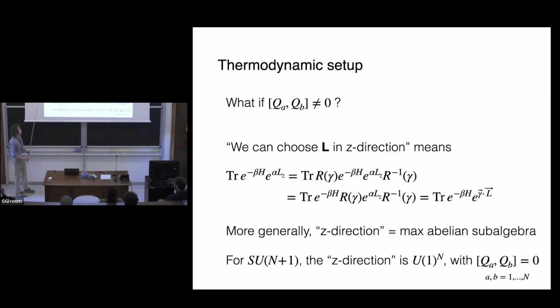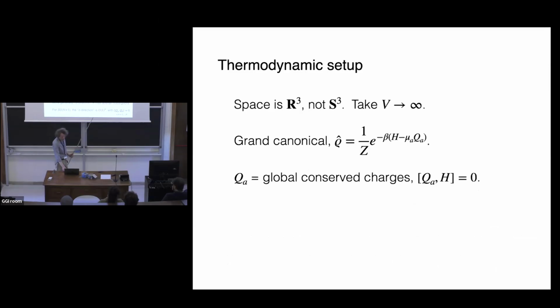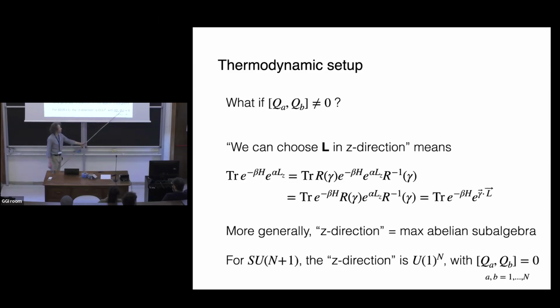Now, more generally, if you have a non-abelian global symmetry such as SO(N) or SU(N), that direction will become the maximal abelian subalgebra, which typically would be U(1) to some power, U(1)^n. So for SU(n+1), the z direction will be U(1)^n, and the conserved charges that appear in the grand canonical density operator right here would be the commuting charges, and there will be n of them.